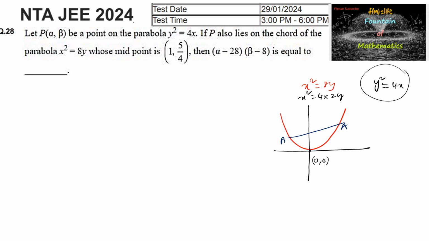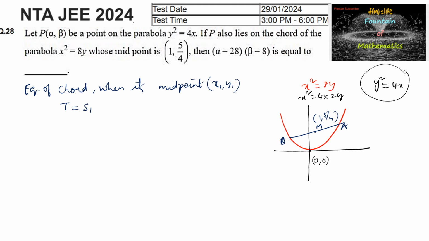AB is the chord whose midpoint is given, say (1, 5 by 4), and this chord is also passing through the point (alpha, beta). So let us find the equation of the chord. Equation of chord when its midpoint, say (x1, y1), is given, so we have T is equal to S1.